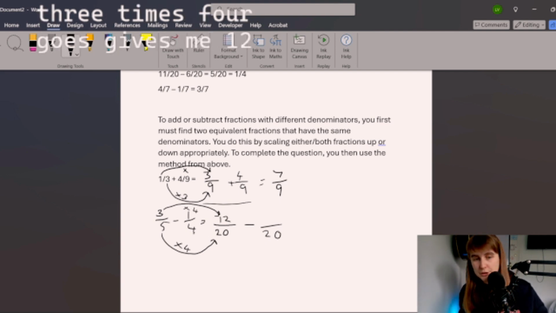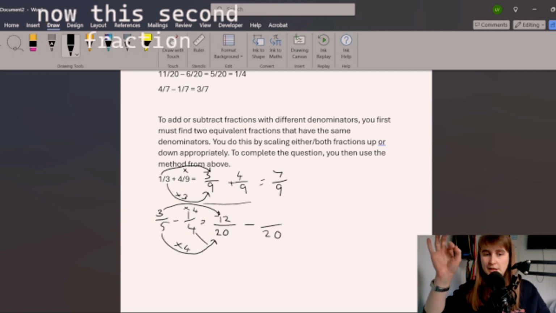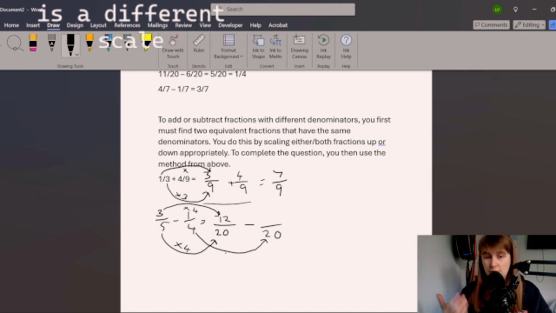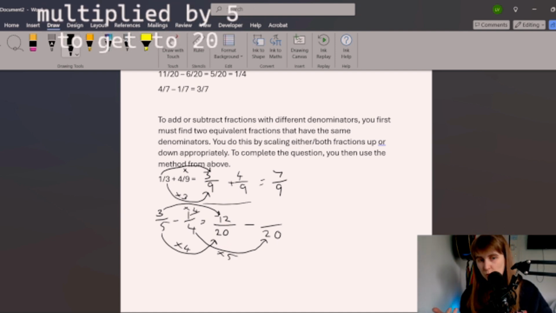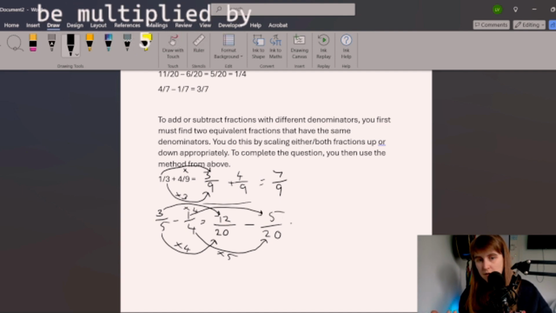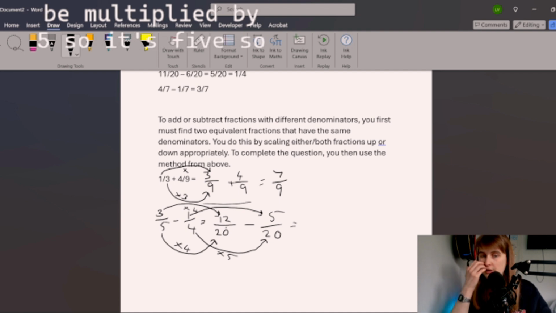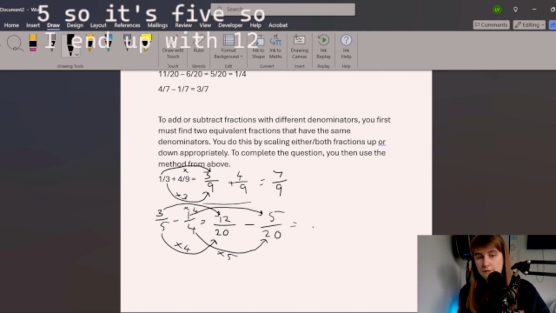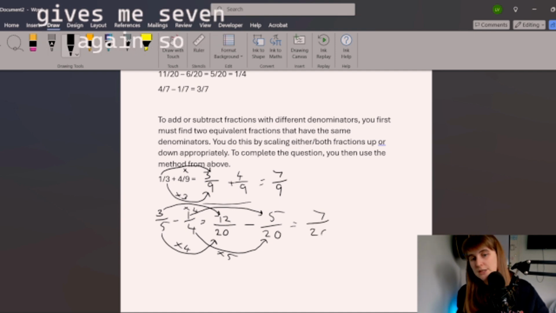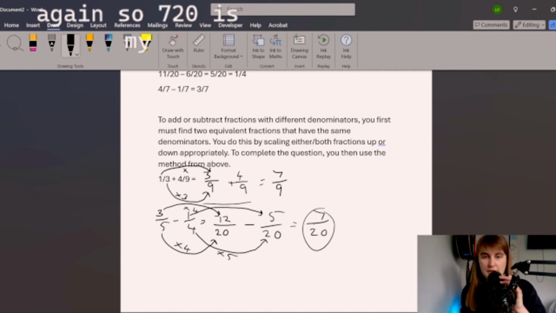Now this second fraction, because the denominator was different, is a different scale factor. 4 is multiplied by 5 to get to 20, which means that this 1 has to be multiplied by 5. So it's 5. I end up with 12 minus 5, which gives me 7 again. So 7/20 is my final answer there.